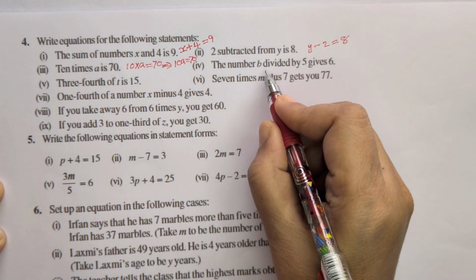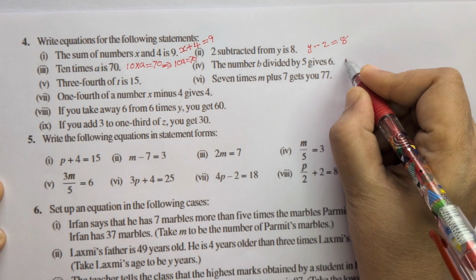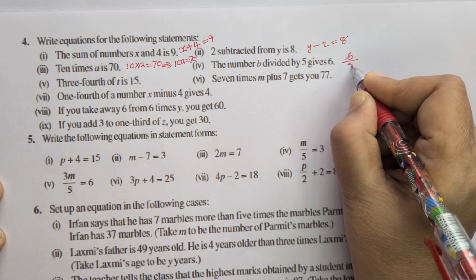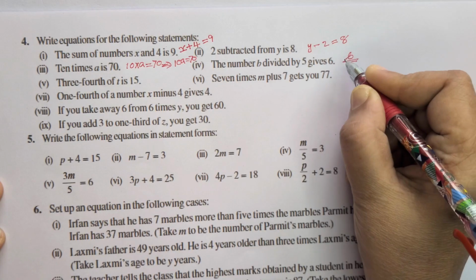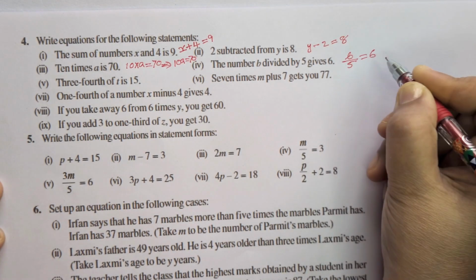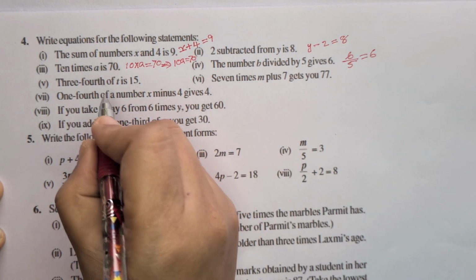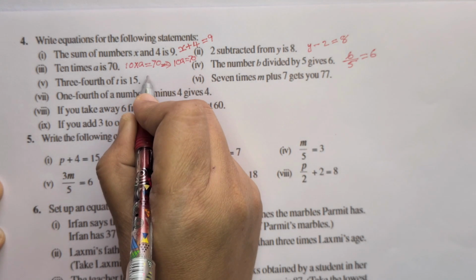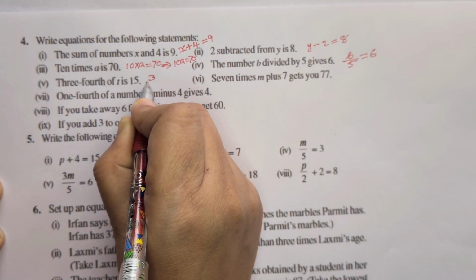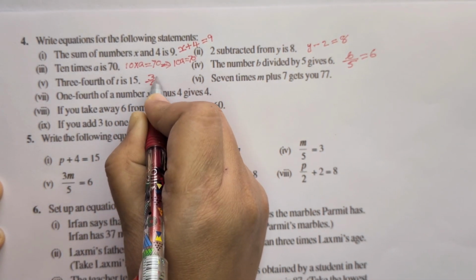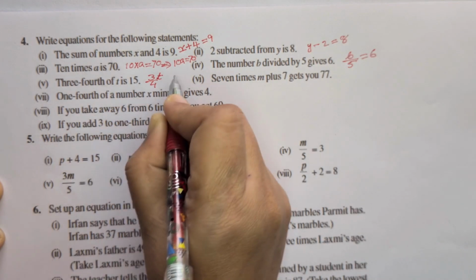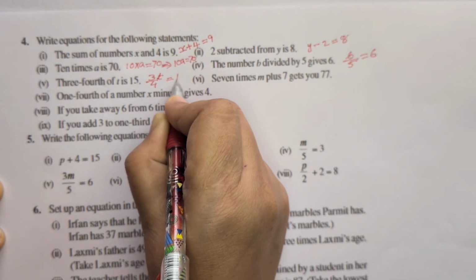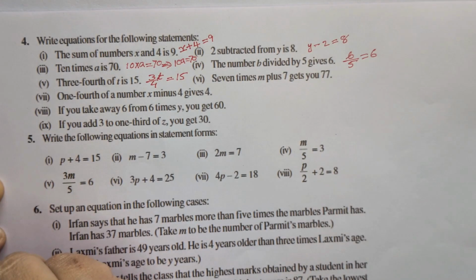Here the number b divided by 5 gives, means also the result is equal to 6. 3/4 of t, that means 3 by 4 into t is 15. Is means equal. 3t by 4 equals 15.